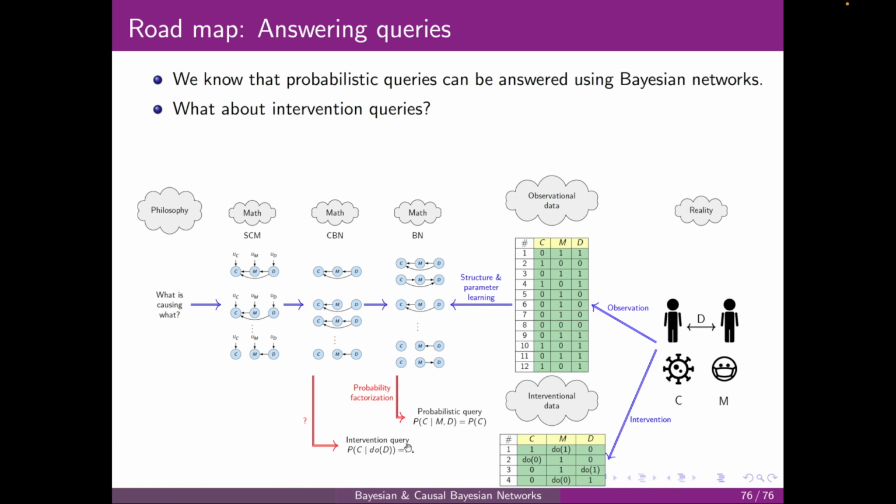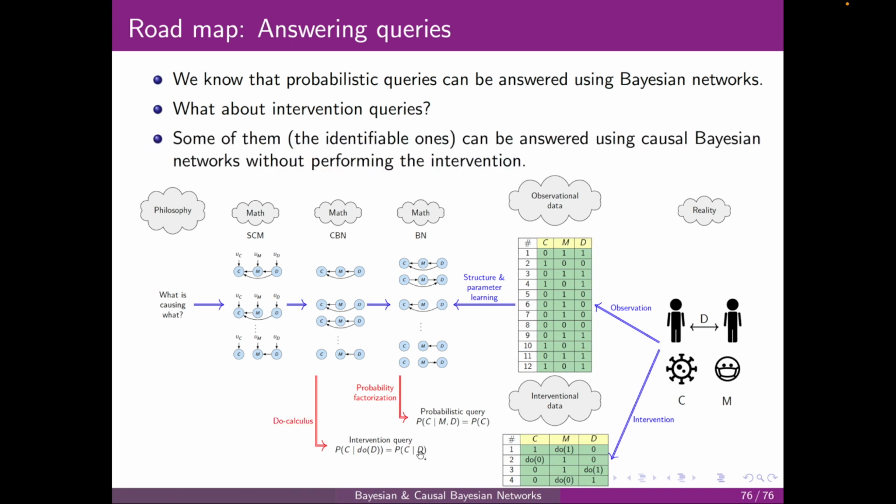It can answer intervention queries, all of them. If we have latent variables, then we should use do calculus to see if it's identifiable or not. If it's identifiable, then we can answer it, otherwise not.